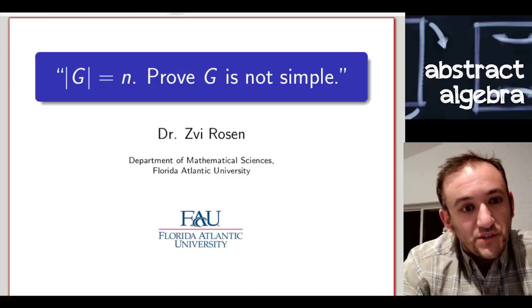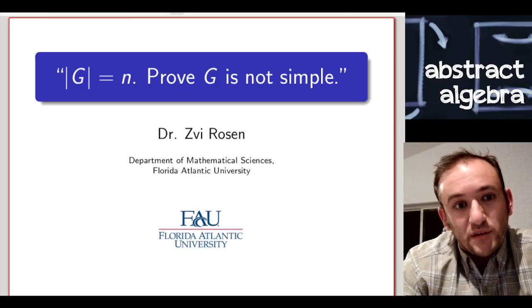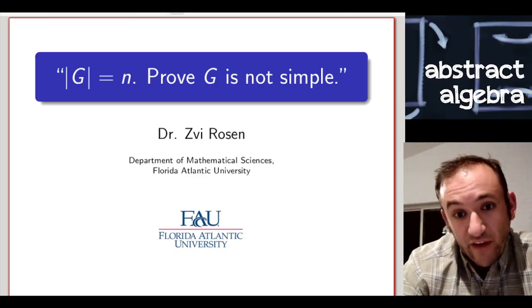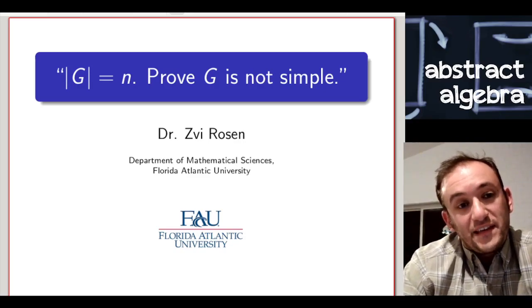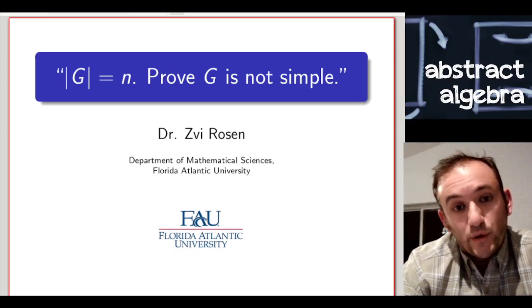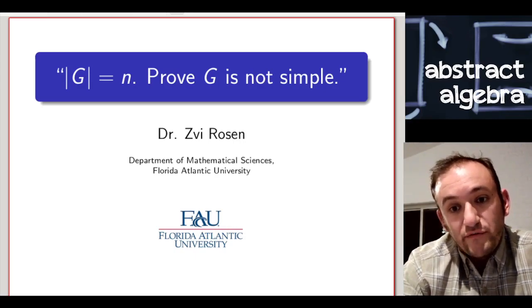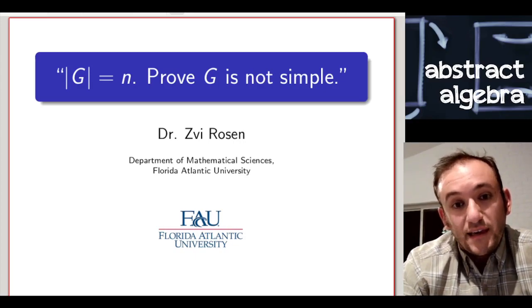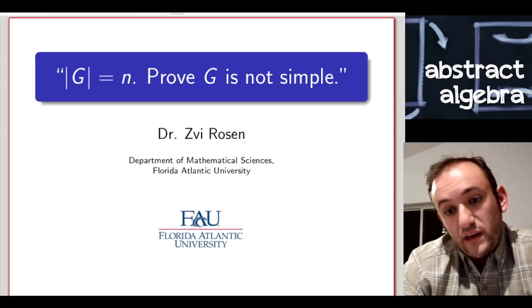In this video, we're going to talk about a genre of problem that comes up on a lot of algebra qualifying exams, and that is, given that the order of G is n, prove that the group G is not simple. You'll recall that being simple means you have no normal subgroups except for the trivial subgroup and the whole group.